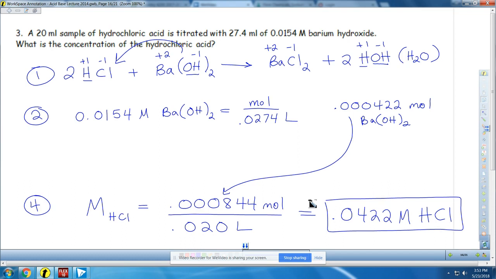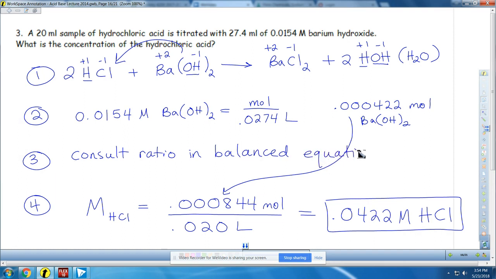It's an easy ratio. You have to consult the ratio in the balanced equation. I'll put that down. Step 3. We must consult the ratio in the balanced equation. Even if you don't write anything down, you still have to look at it.